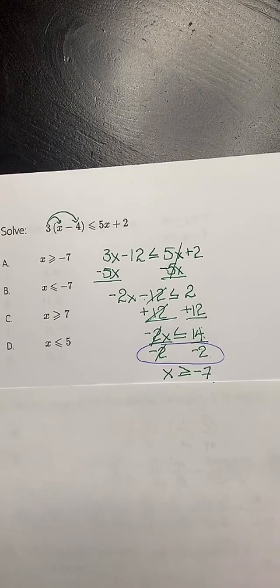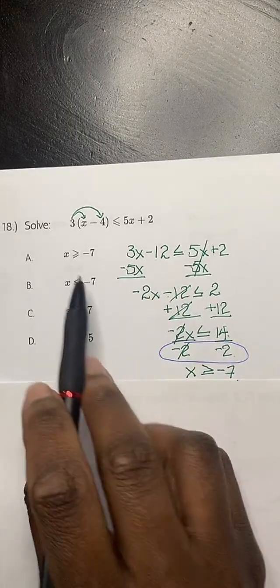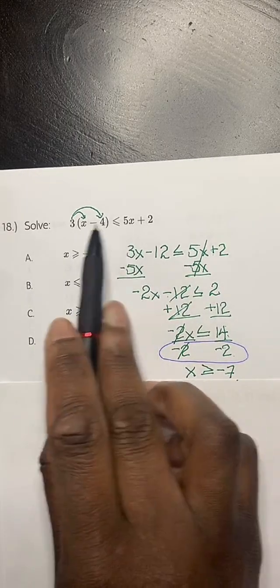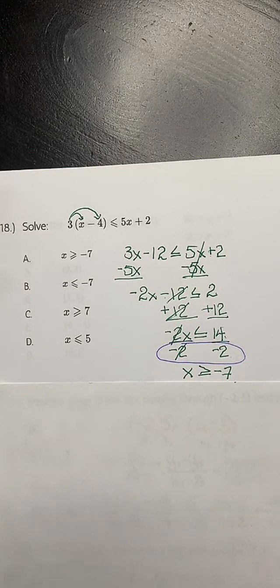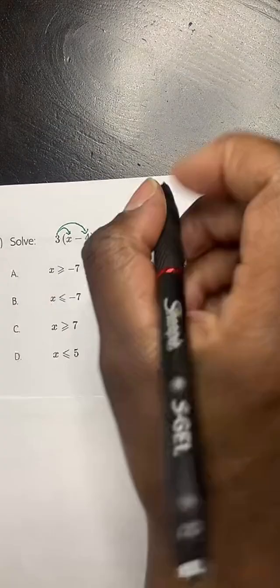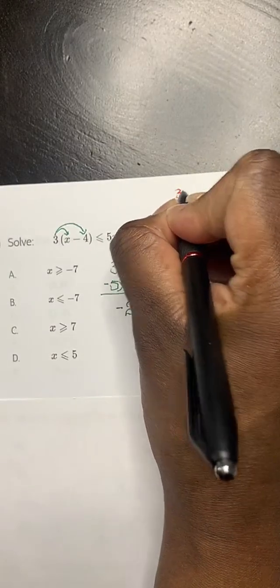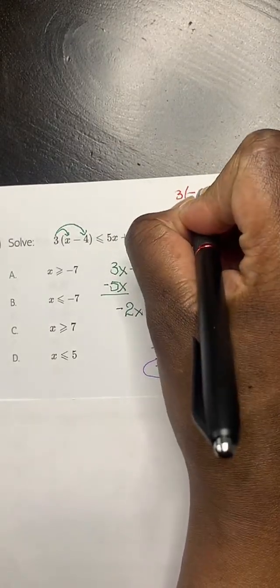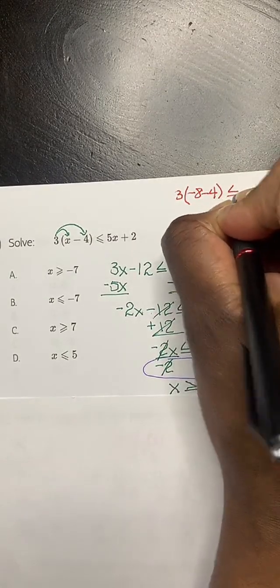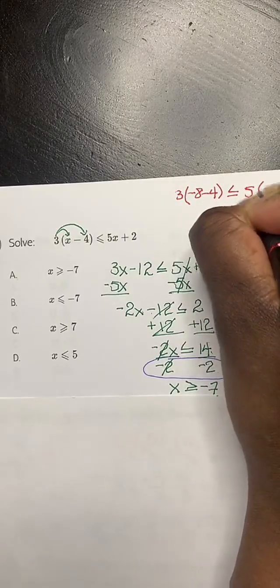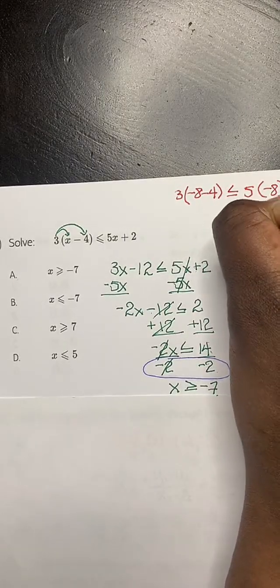Remember, the numbers get smaller as you go to the left. So if I say negative 8, and I try to plug in negative 8s for the x's of the original, I want to see if I'm going to get a true statement. So if I plug it in, I will get 3 parentheses, negative 8 minus 4 is less than 5, negative 8 plus 2.